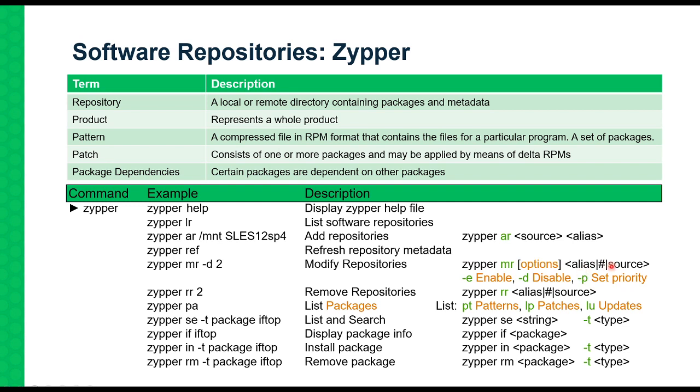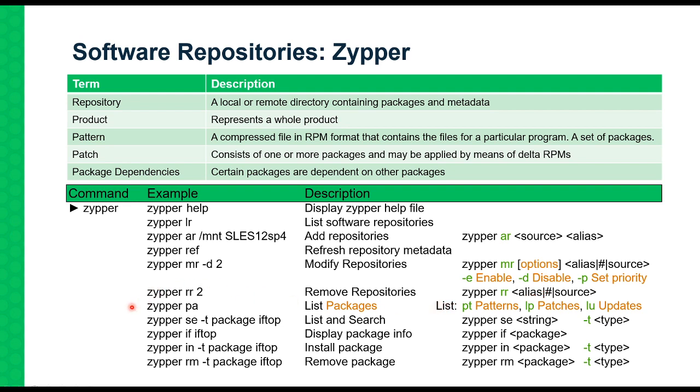Now I like to use the number because it's easy. But you can use the name, or you can use the physical source to work with the modifications. And then we use the zypper RR command. This is to remove repositories. And again, you have an option on how you want to interact with the repository. And I also like to use the number which is allocated to our repository.